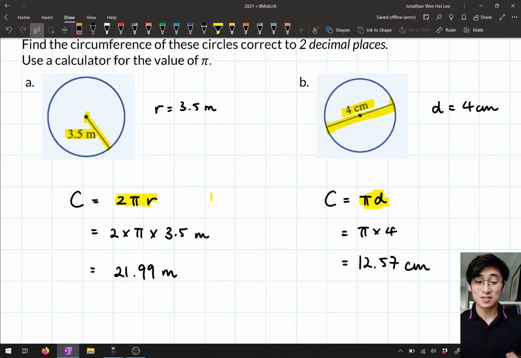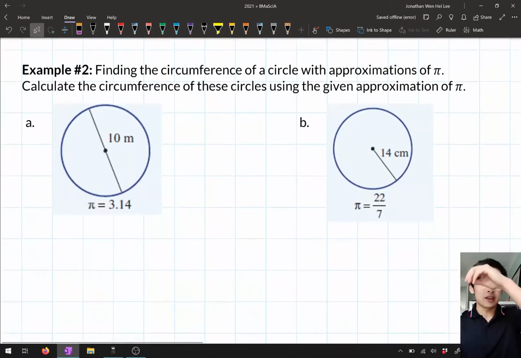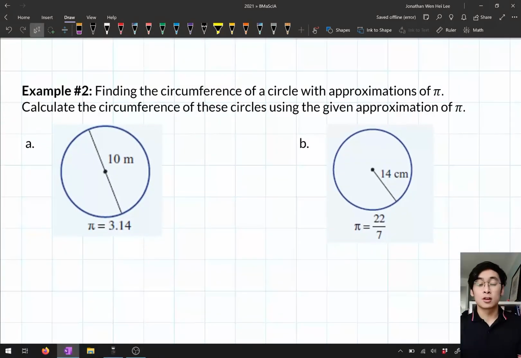Okay, so that's these first 2 examples when trying to find the circumference of a circle. Now for the following examples, we want to find the circumference of a circle with approximations of pi. Mathematicians have come up with different approximations, or just rough estimates of what pi is, using different numbers. Here, we're going to use 2 of them to calculate the circumference of our circles using the given approximations of pi.